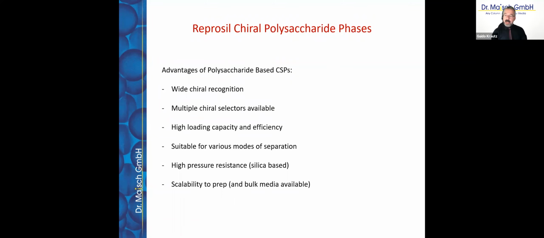So as I said, the polysaccharide phases are the most popular ones because they exhibit certain advantages. And these include a wide chiral recognition, multiple chiral selectors are available. So there's a variety of different stationary phases. They usually exhibit high loading capacity and efficiency, and they are suitable for various modes of separation. They also exhibit high pressure resistance because they are silica-based, and they are scalable to prep, and also bulk media are available for large-scale separations.